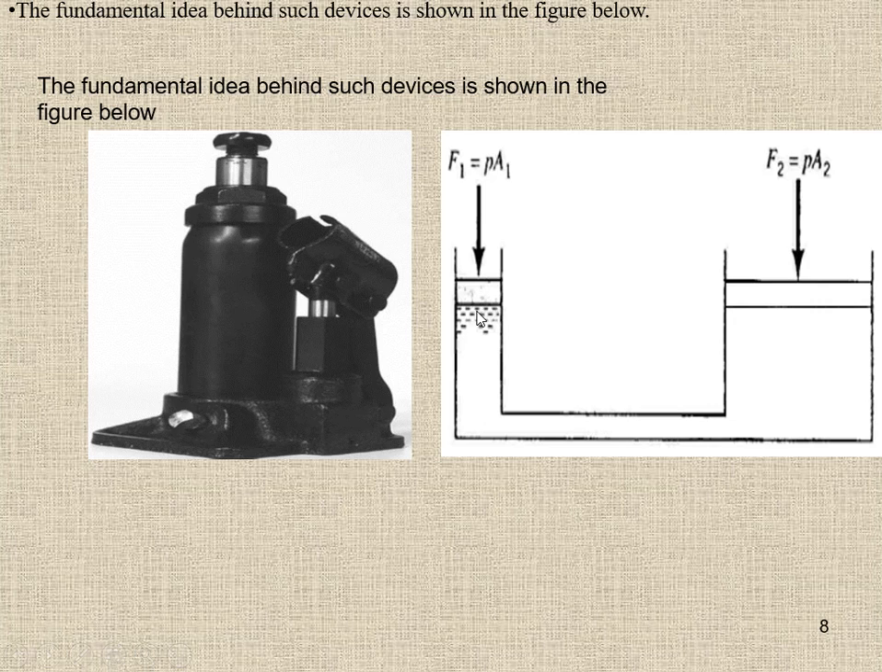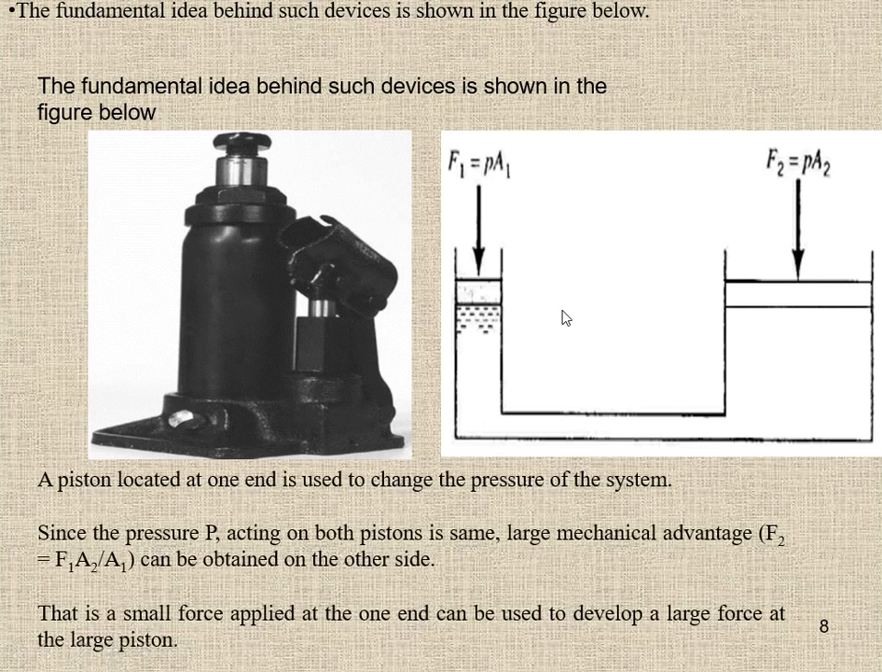The area is small, so we apply a small force, and this pressure is transmitted through the fluid to the other end, which has a bigger area. So the force F2 is equal to PA. Since the area is larger, the same pressure is transmitted here. We know that force is directly proportional to area, so this is going to enhance the magnitude of the force.